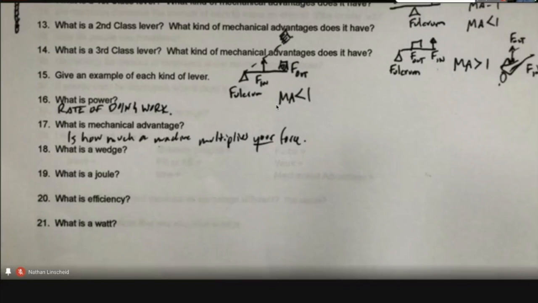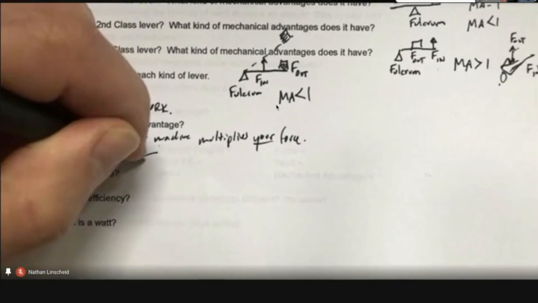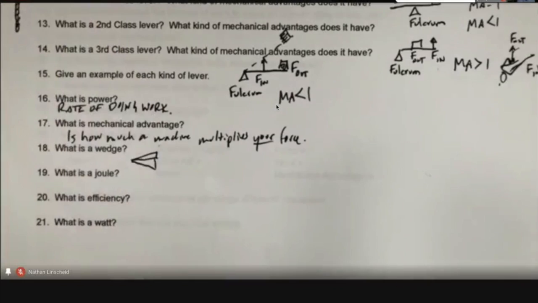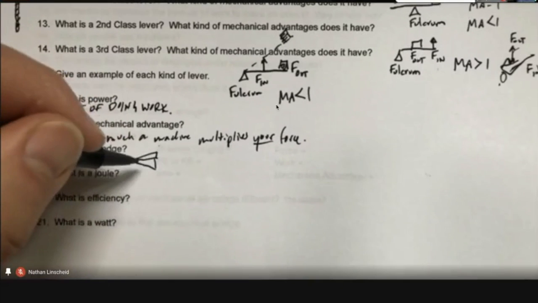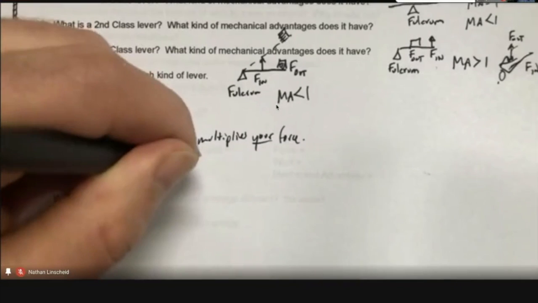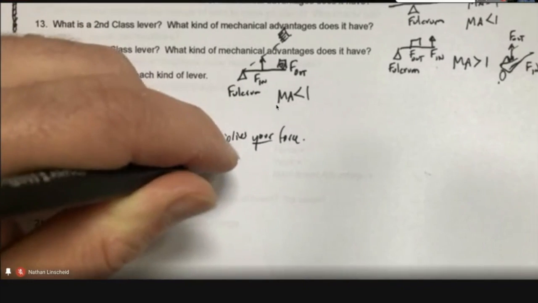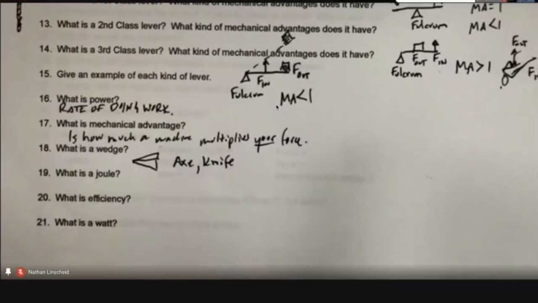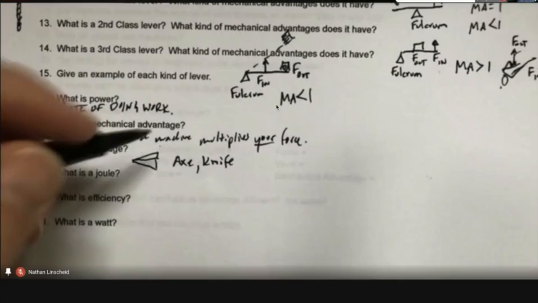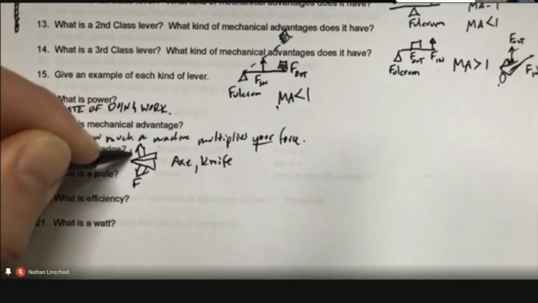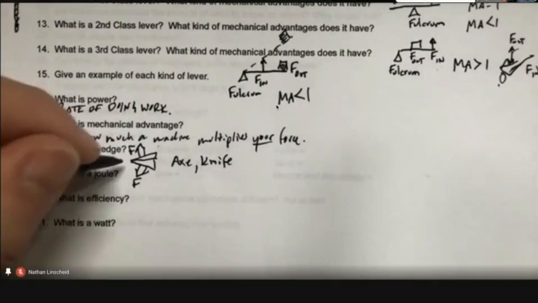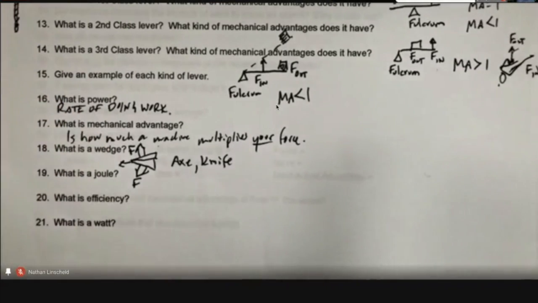Number 18, what is a wedge? It's basically 2 inclined planes back to back. So here's an inclined plane. Here's another inclined plane. All right, that's a wedge. That's also like what a knife or an axe look like, or the blades of a scissors. But it can separate things by applying big forces outward as you push it a small distance inward.